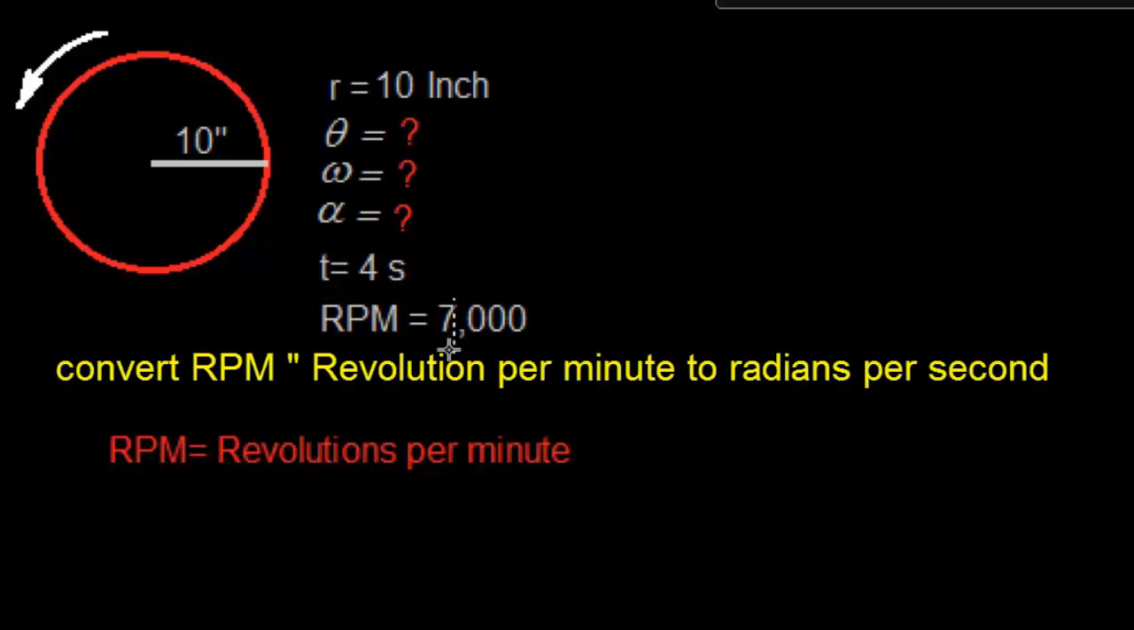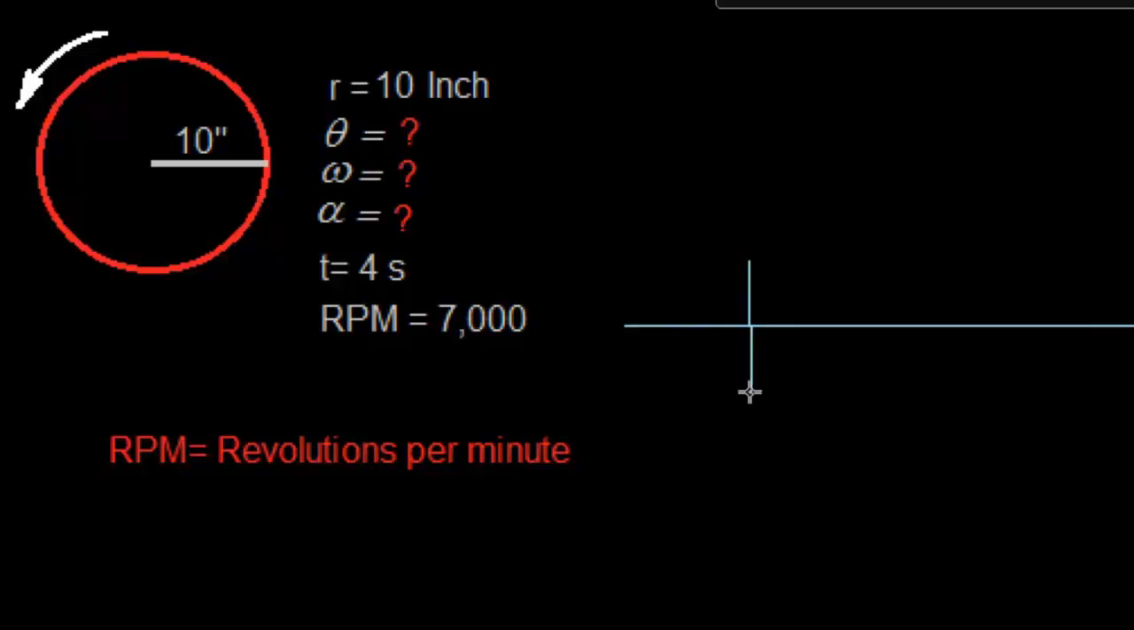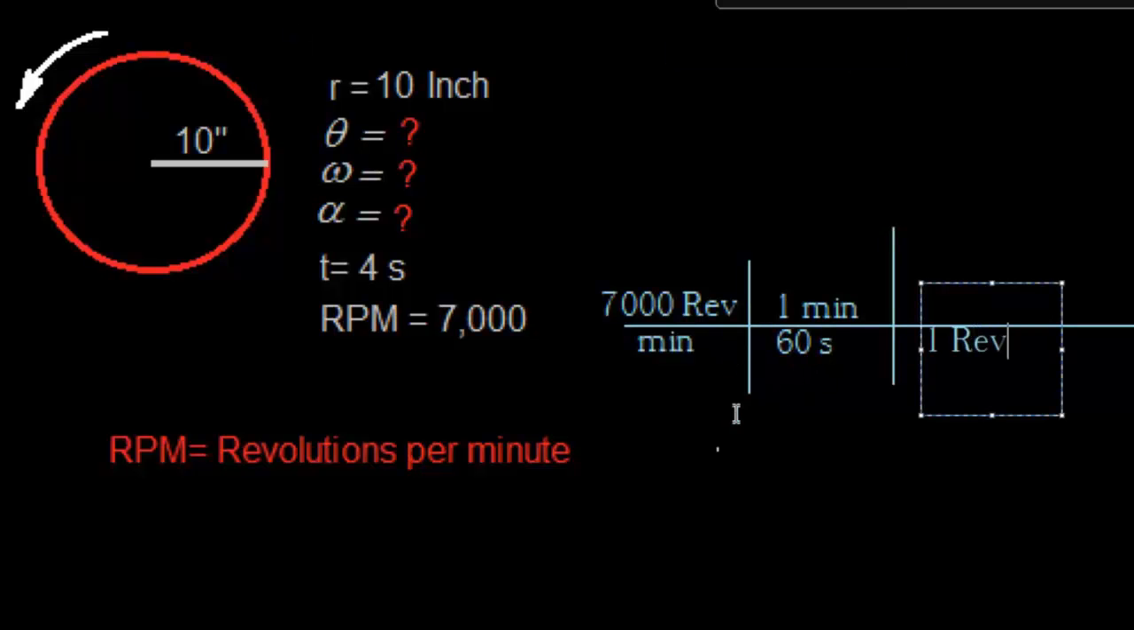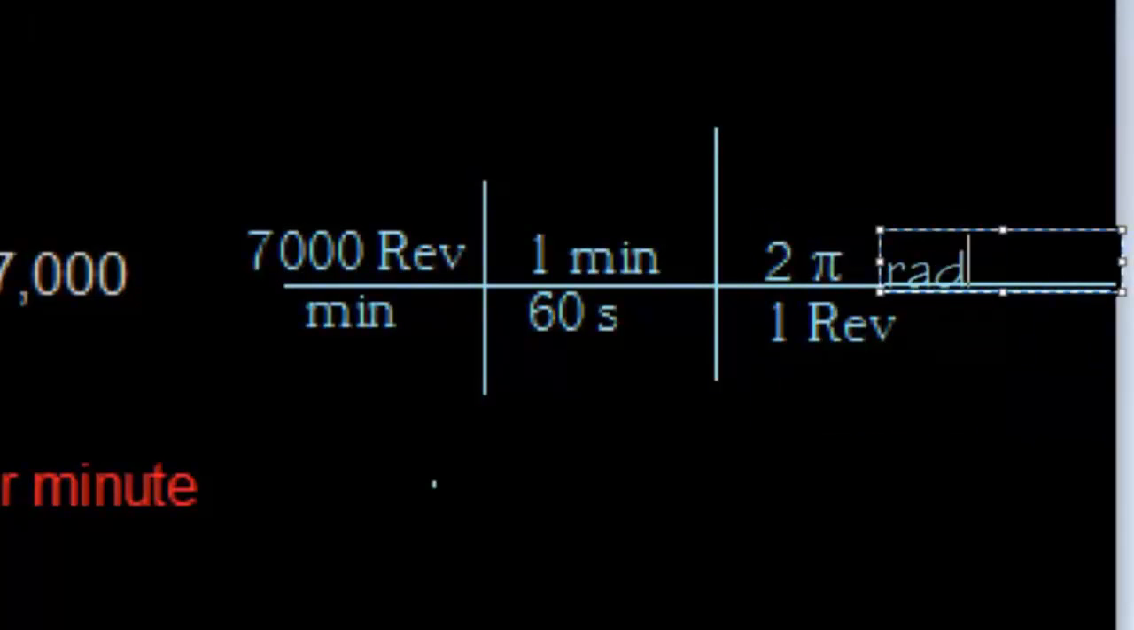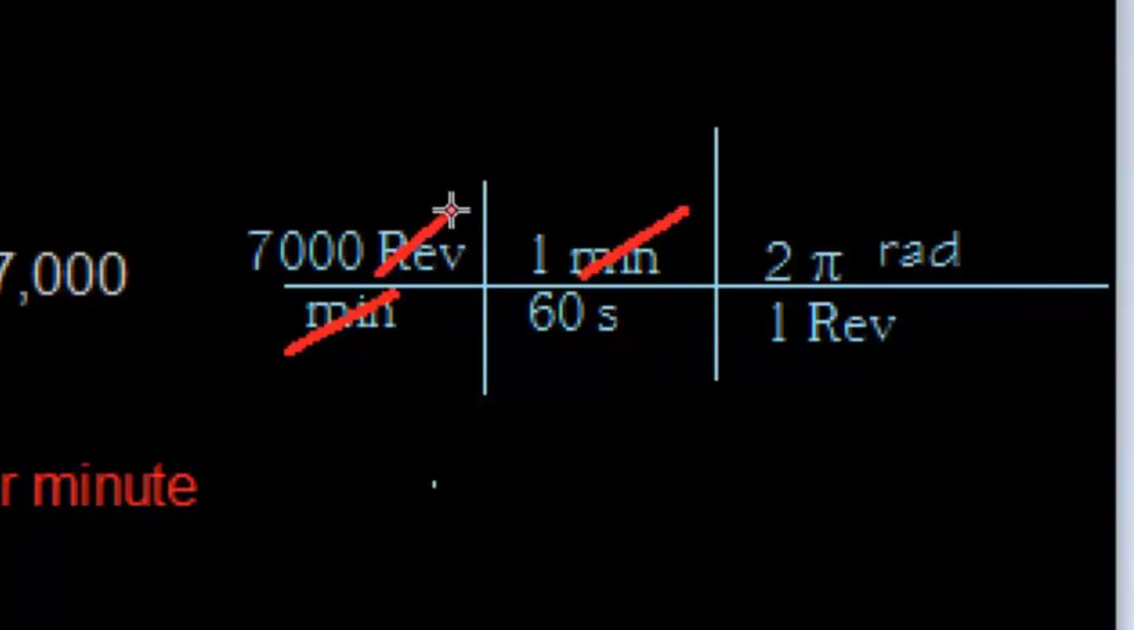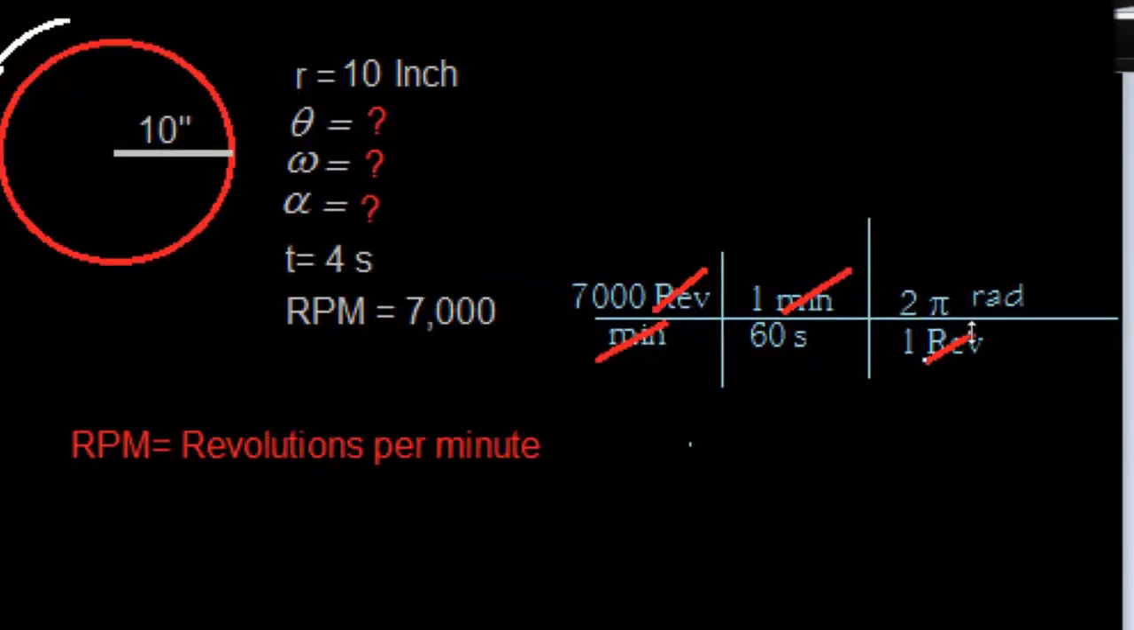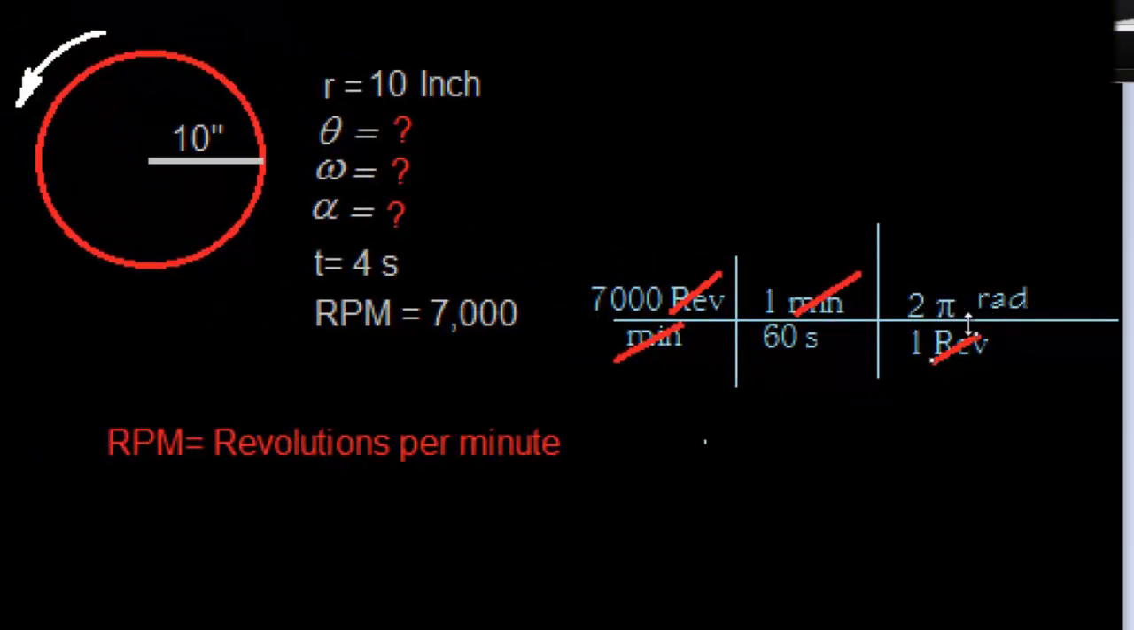First of all, let's convert this. I like to convert my units in a table format. We have 7,000 revolutions per minute. Well, first of all, let's convert minutes to seconds. We know that 1 minute has 60 seconds in it. That would help us cancel out the minutes. And one revolution has 2 pi radians. We see that minute here cancels with the minute here. One revolution here cancels with a revolution here. And what we have left is radians per second, which is exactly what we need. Let's see what that equals. Let's get the calculator.